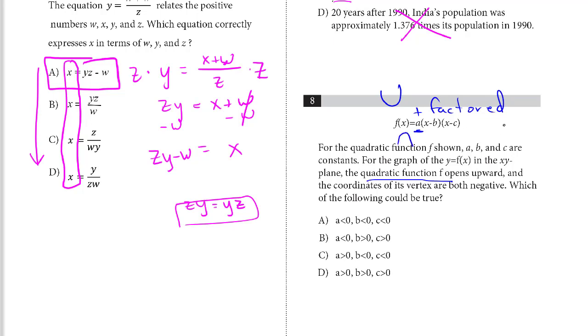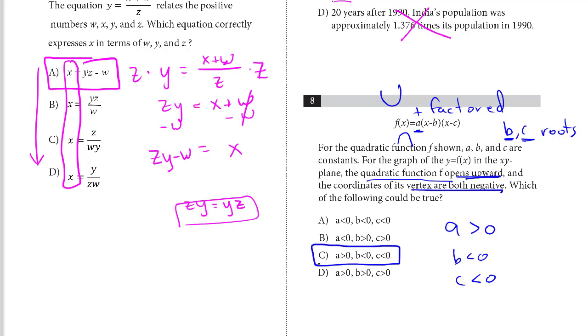Okay, b and c are our roots. So it opens upward. That means a is positive. It's greater than 0. And the coordinates of its vertex are both negative. So that means b and c have to be negative. Well, actually, really, these are the x values of the roots. They would be b comma 0, c comma 0. They would both have to be negative. So b is less than 0 and c is less than 0, right? That's the only way this could occur. So the correct answer here is C. A is greater than 0, b is less than 0, and c is less than 0.